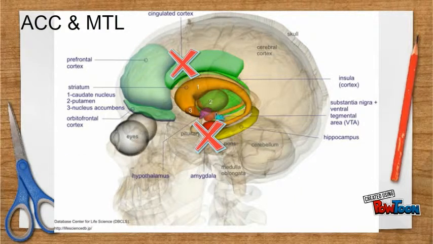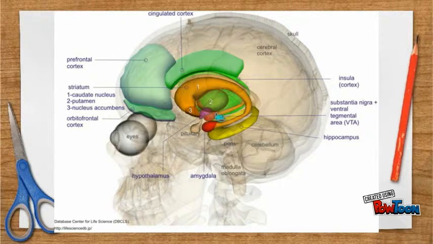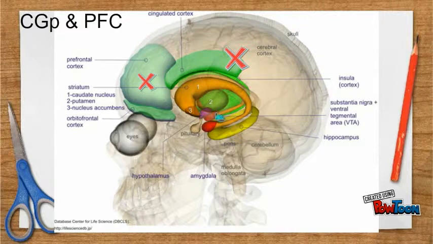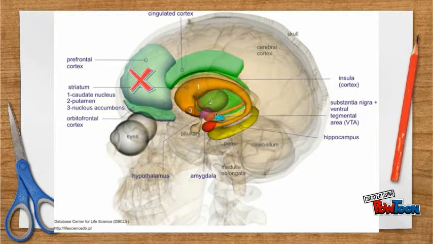Together, these project to the CGP and PFC. The CGP becomes active when a person perceives the need for change or new strategy. The PFC overrides the basal ganglia. The MFC then sends a signal to the DLPFC. The DLPFC selects the most appropriate response based on the current goal and task demands.